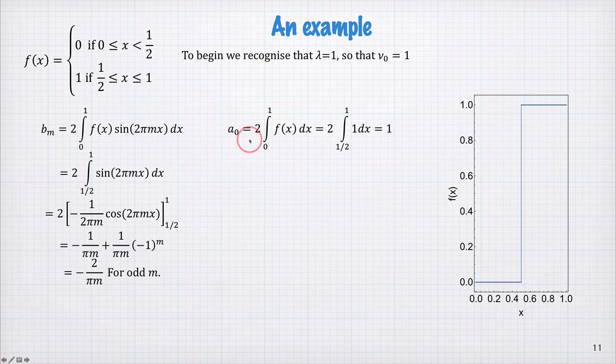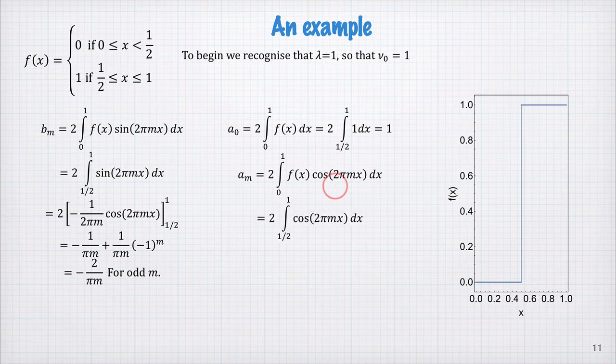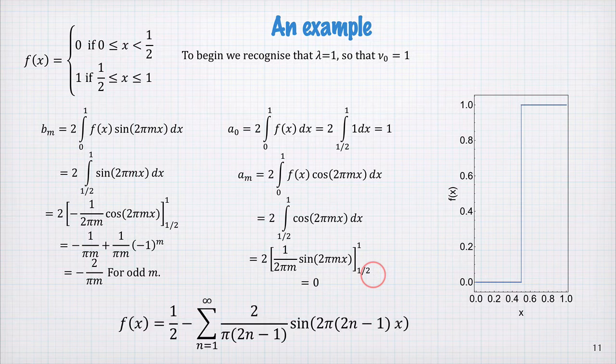a0, as we've said before, we've already established what it's going to be, but we can do it formally here and see that a0 must be equal to 1. And am, as I've already said, because we've looked at the function and decided that it is odd, this must be equal to 0, but we can prove it formally by substituting in f of x and then integrating. And so when we integrate cos, we get this sine function here, which we then evaluate between 1 and a half, and this is equal to 0. Okay, so our intuition was correct.